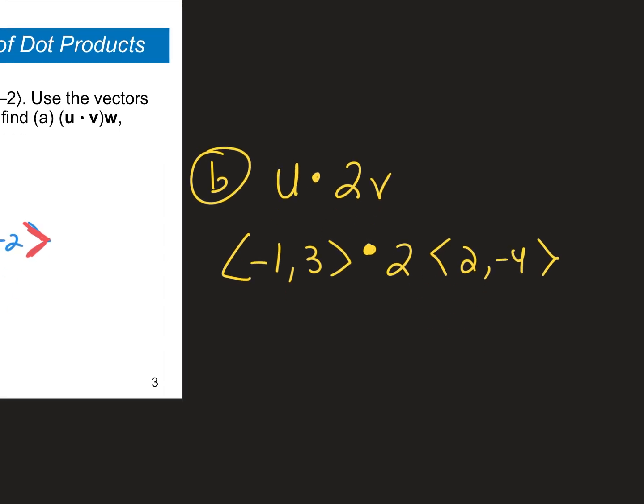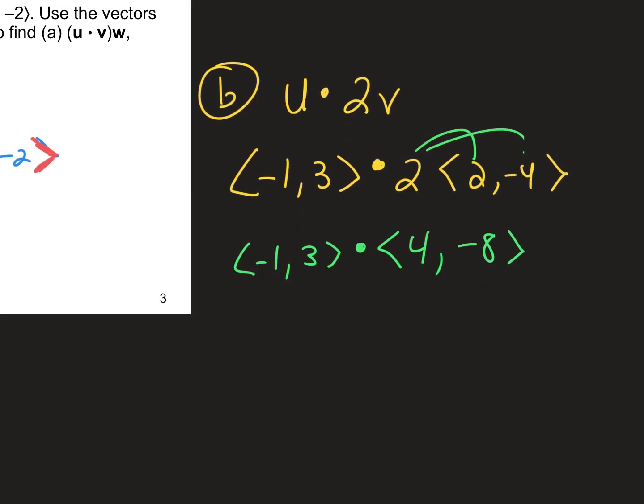So what do I do first, guys? Do I find the dot product or do I distribute? We're going to distribute first. So my negative 1, 3 is hanging out over here. And then I distribute. 2 times 2 is 4. 2 times negative 4 is negative 8. And now I find the dot product.